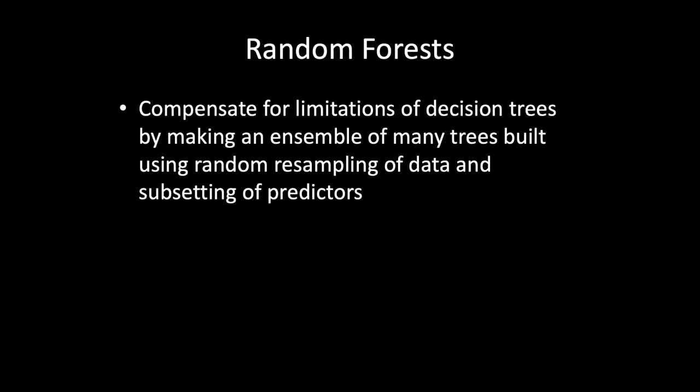So random forests essentially try to extend decision trees to compensate for some of their limitations. What they do is they make an ensemble of a bunch of different trees. They use random resampling of data and subsetting of predictors. So they don't just do one decision tree, they do a whole bunch of decision trees, randomizing the data and subsampling the predictors. This is why they're called random forests. It's a bunch of trees that are built with some random permutations, right?